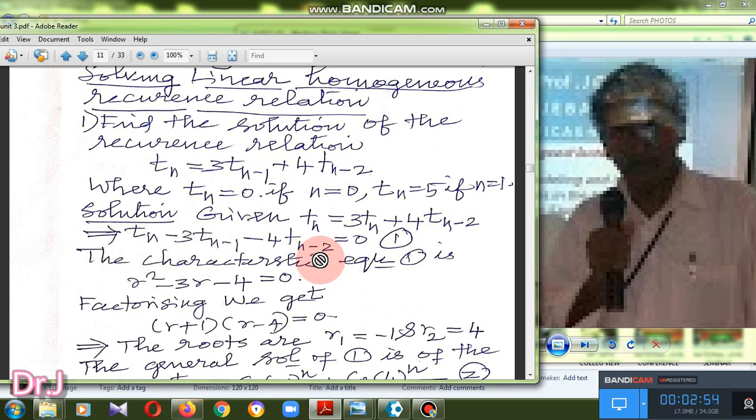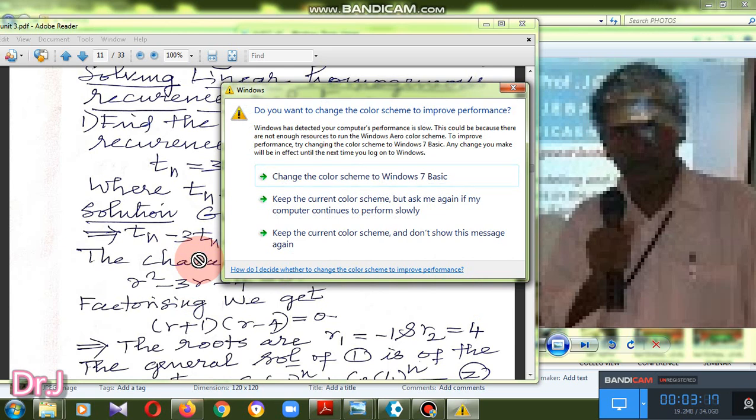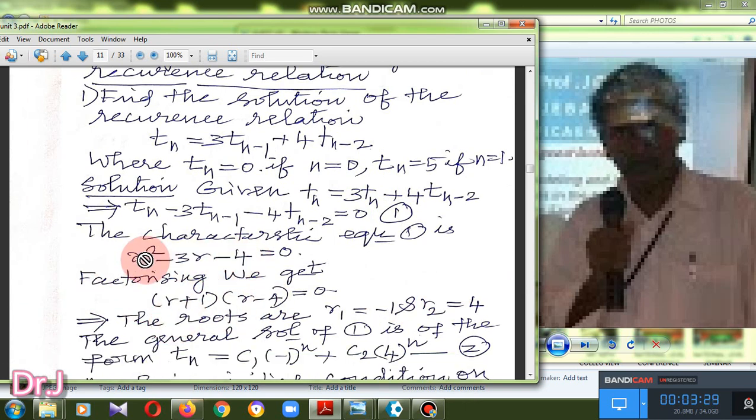We know from solving differential equations that if this is the equation with the terms n minus 1 and n minus 2, then the corresponding characteristic equation is this. So the characteristic equation is r squared minus 3r minus 4 equals 0.